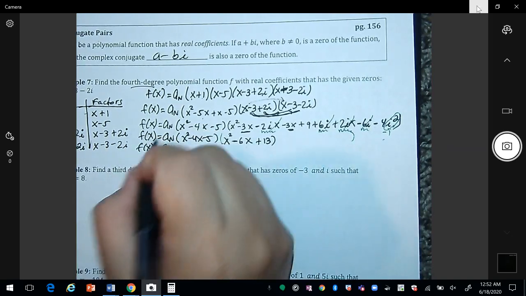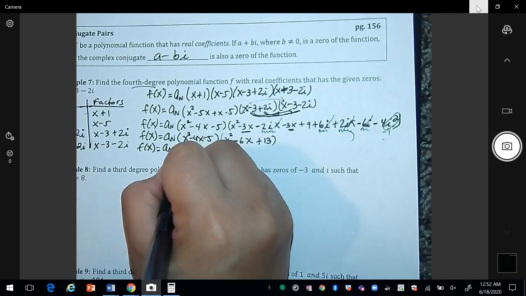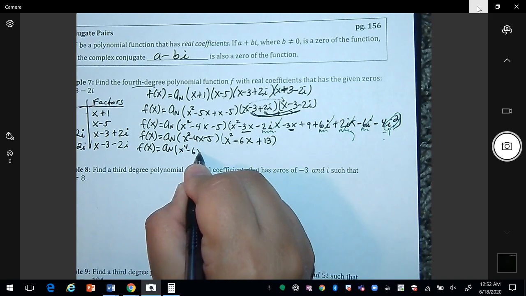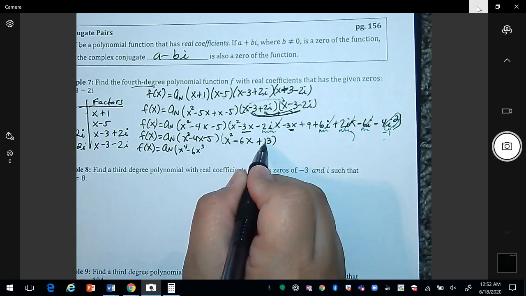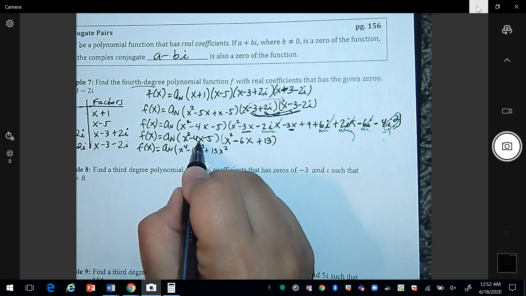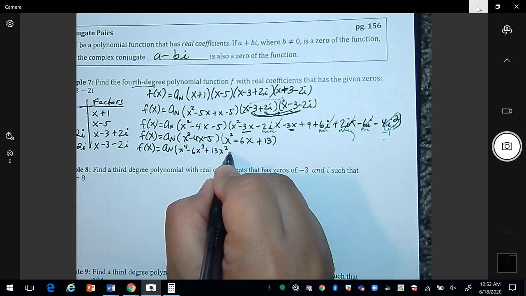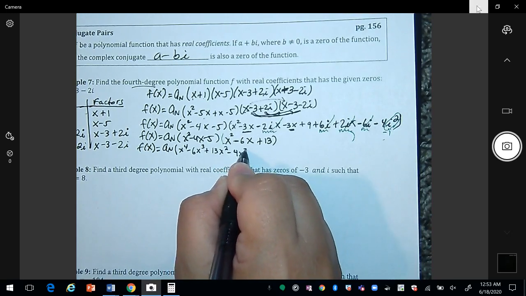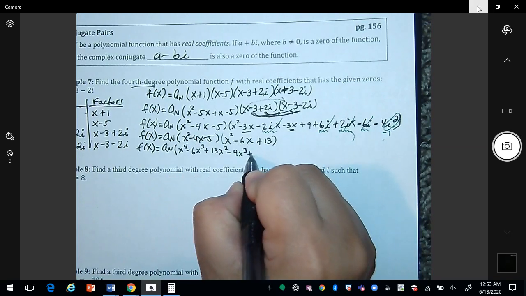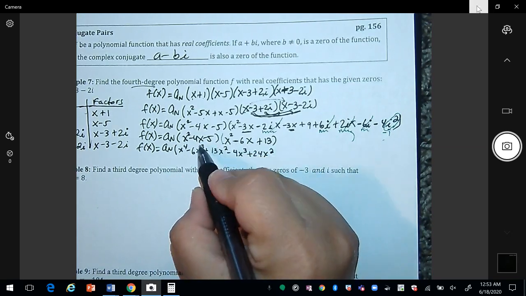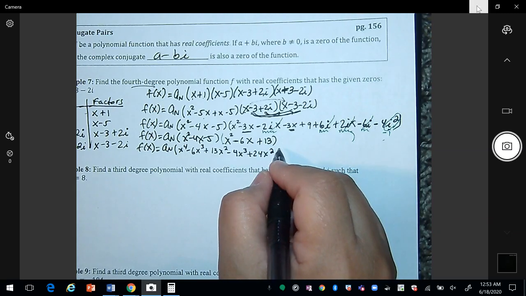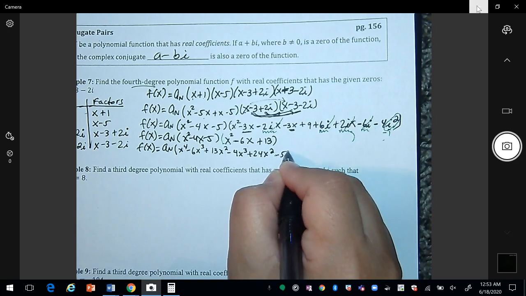X squared times x squared is x to the 4th. X squared times negative 6x is negative 6x cubed. X squared times 13 is positive 13x squared. Negative 4x times x squared is negative 4x cubed. Negative 4x times negative 6x is positive 24x squared. Negative 4x times 13 is negative 52x.